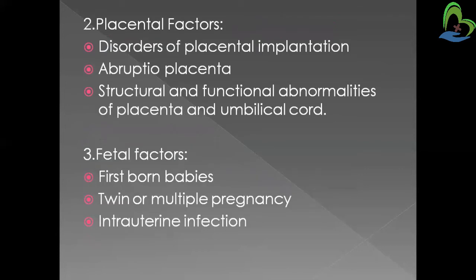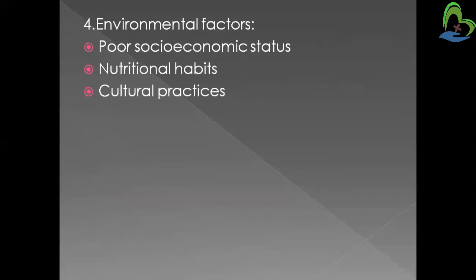Then second is placental factors. So disorders of placental implantation, abruptio placenta. In abruptio placenta, what happens? The placenta detaches from the uterus. Then structural and functional abnormalities of placenta and umbilical cord. Then third is fetal factor. So if the baby is firstborn, if there is twin or multiple pregnancy, and if there is an intrauterine infection. Then fourth is environmental factors. So in that it includes poor socioeconomic status, nutritional habits, and cultural practices. So these are the causes for SFD babies.